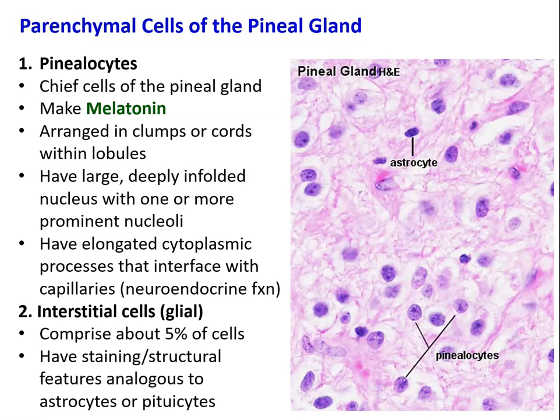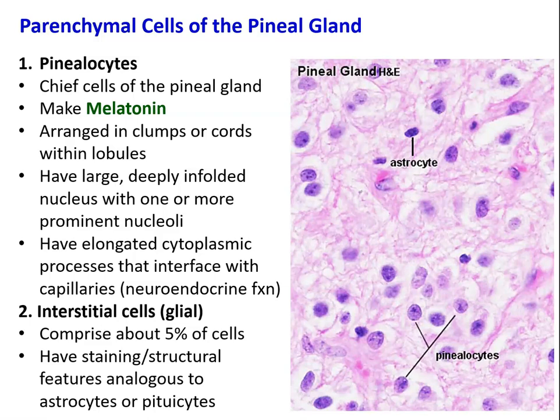So let's talk about the pinealocytes first. They are the chief cells of the pineal gland. In other words, they make up the majority of the parenchymal cells. They are the cells that produce and release melatonin. Melatonin is the hormone that helps regulate the diurnal rhythms. And it has some other functions that we'll discuss a little later. They are arranged in clumps or cords within those lobules.